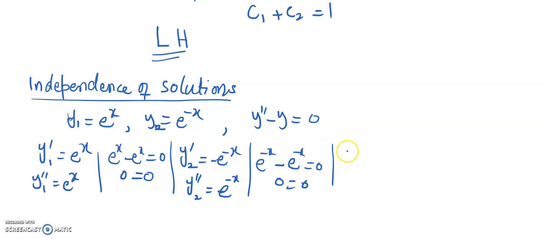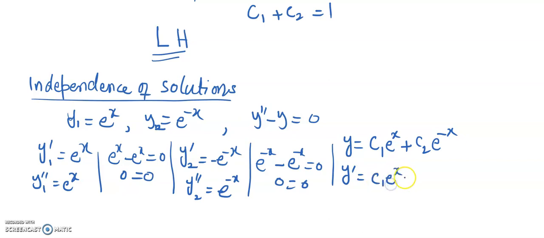From the principle of superposition, the linear combination c1 e power x plus c2 e power minus x will also be a solution of this differential equation. We can verify this. y prime will be c1 e power x minus c2 e power minus x, and y double prime will be c1 e power x plus c2 e power minus x.